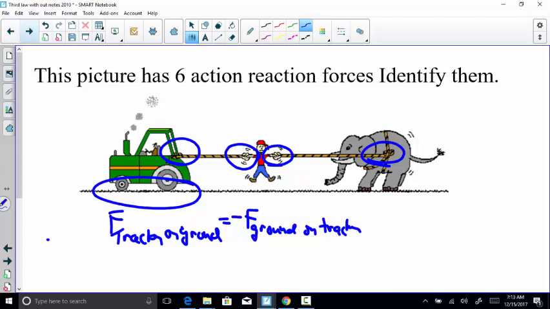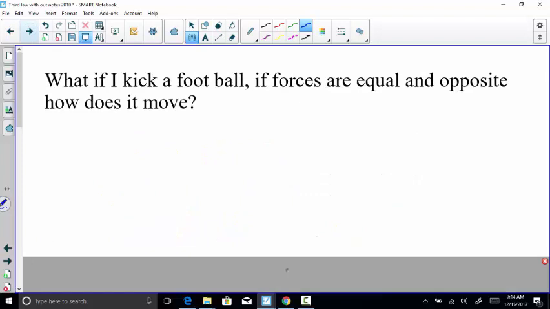Okay? And therefore the other one is right there, the force of the elephant on the ground and the ground on the elephant. Okay? So now, one of the things that comes into play is if you kick a football, and if forces are equal and opposite, how does the football actually move? Okay? Because you're going to sit here, there's my football, you're going to come in and kick the football with your foot.